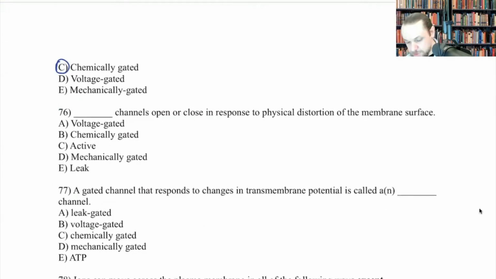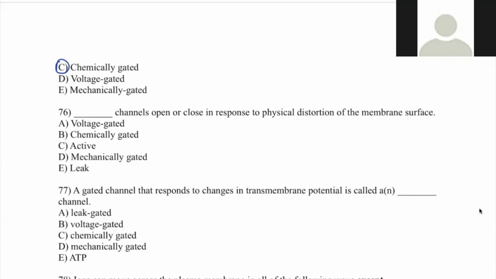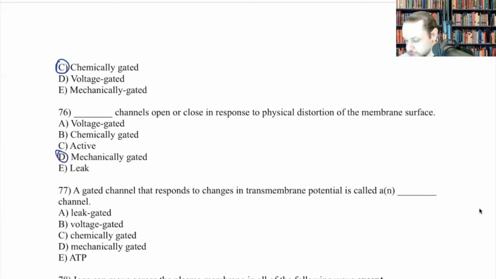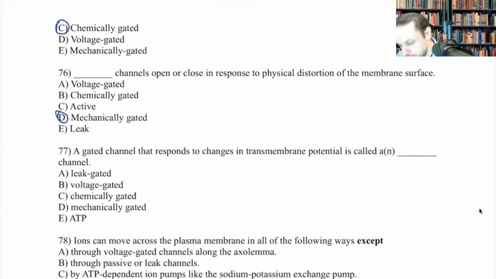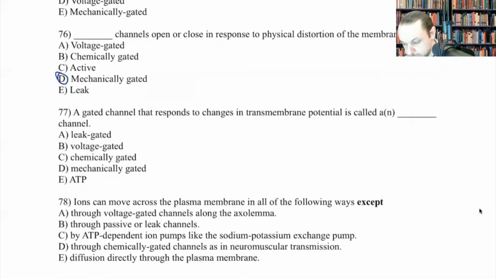Number 76. Aaron, would you like to go 76? Sure. Channels open or closed in response to physical distortion of the membrane surface, mechanically gated. Mechanically gated. These are essentially your touch receptors that I was talking about. So touch receptors send the propagation of impulse along your neurons to the central nervous system for interpretation. So yes, mechanically gated is correct.